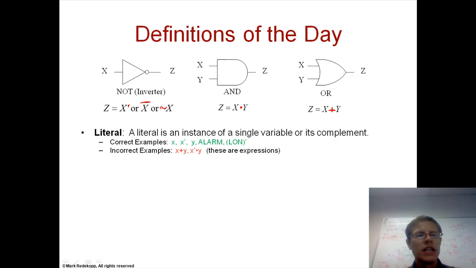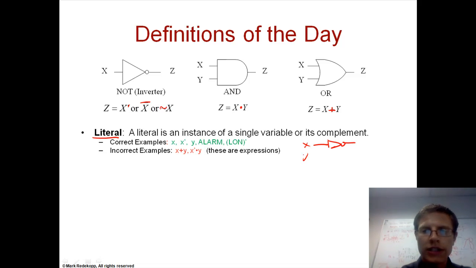Right? So the first definition is that of a literal. What is a literal? A literal is an instance of a single variable or its complement. Essentially it's an input variable. It's essentially a wire. This is then x prime. It's either a wire or the output of an inverter. That's a literal.